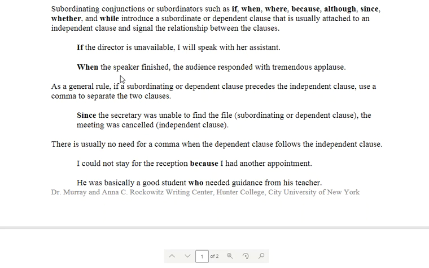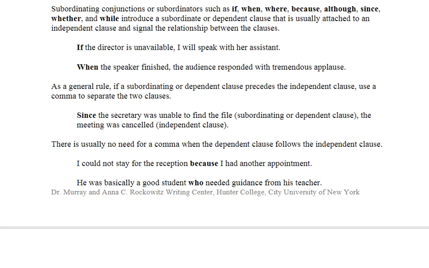We can actually invert this structure. We can start off with the audience. The audience responded with tremendous applause when the speaker finished. Here we actually drop the comma. We no longer need it. Okay, same goes for if. I will speak with her assistant if the director is unavailable. We drop the comma. We don't need it anymore. The structure of the complex sentence is inverted. So it can start off with dependent and then independent, separated by a comma, or independent and dependent unseparated by anything.